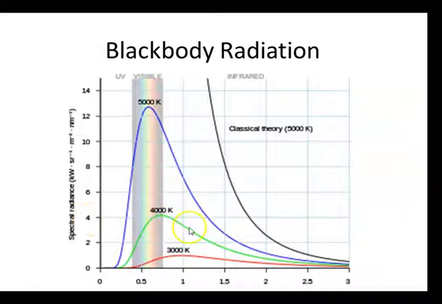A graph with three different temperatures on it: 3000 Kelvin, 4000 Kelvin, and 5000 Kelvin. And you can see, again, those same things we were talking about. As the temperature goes up, the graph is always above a graph at a lower temperature at any given color, any given wavelength or frequency.